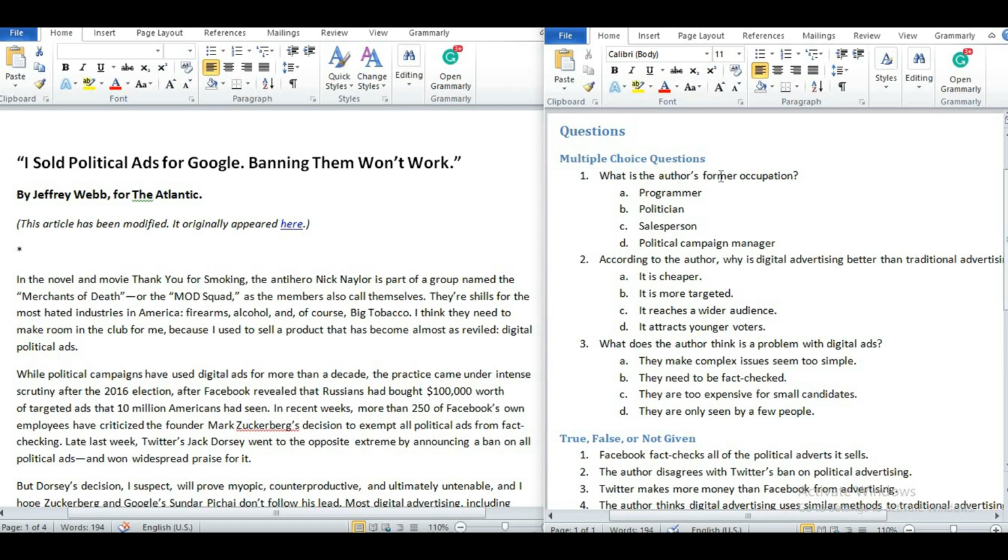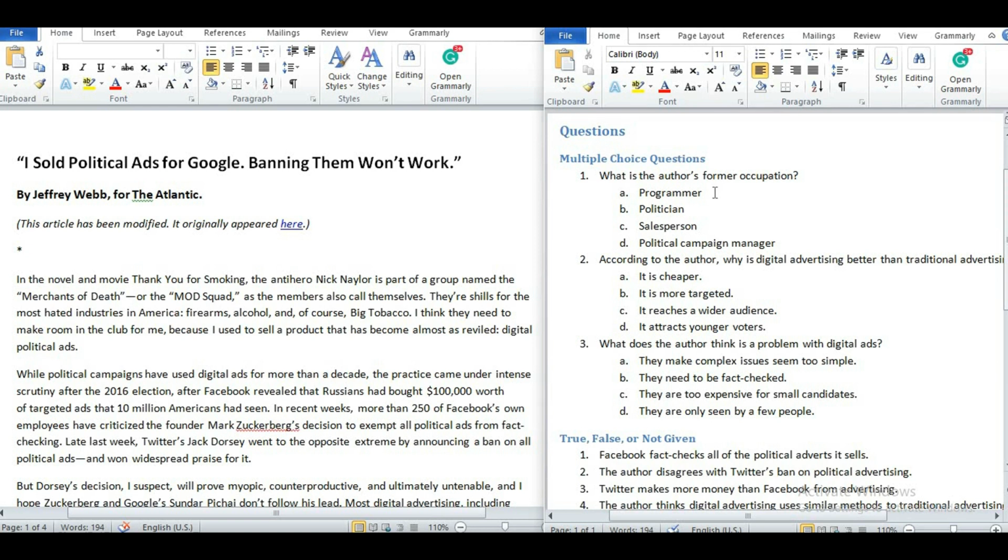So the first question: what is the author's former occupation? When we look at a question like this, the thing that we need to do is start thinking about synonyms. So occupation, we could think about the word job, we could say work, or we could just have occupations like teacher, doctor, lawyer. Former means previous or in the past, or you might have grammatical constructions like used to be, and so forth.